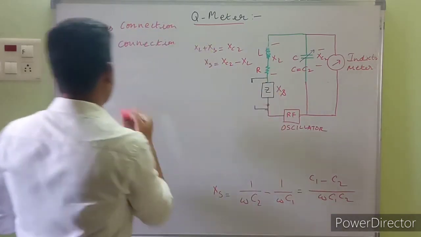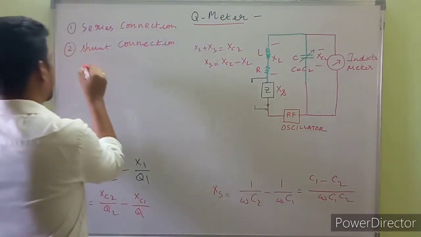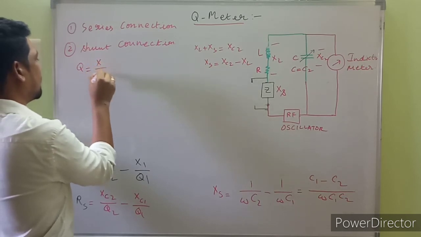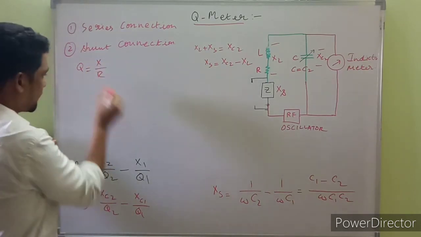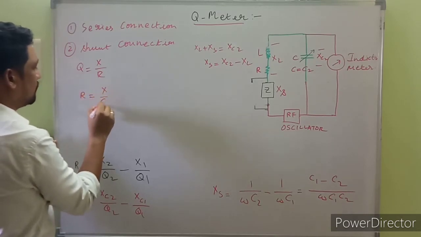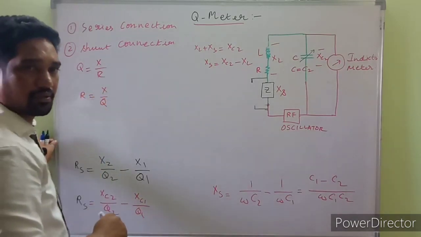We have the definition for quality factor, Q equal to X by R. It may be XL by R or something else. So from this, what can I write? R equal to X upon Q. That's what I have written.